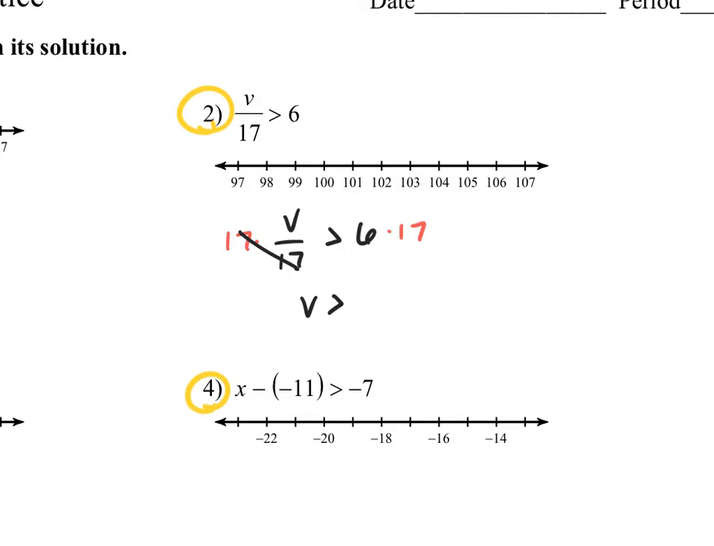All right, so 17 times 6 gives us, guys, should give you 102, right? So there's your inequality, all right? Now, looking at this, you are going to have an open dot at the number 102. Now, what it is saying here is that v is greater than, so to be bigger than 102, you want everything to the right, okay?